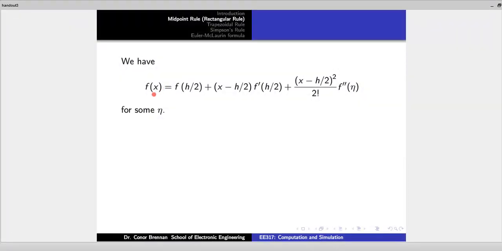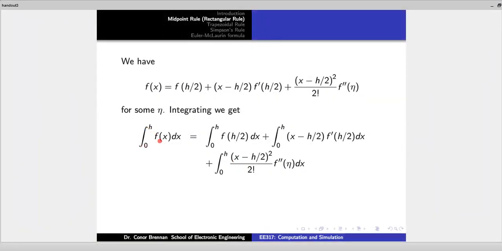Well, within this region, from 0 to h, we can get f of x is equal to, using a Taylor series, f of h over 2 plus a linear correction, x minus h over 2 times the first derivative, plus this remainder term, x minus h over 2 squared, f double dash evaluated at eta, for some eta in this interval. We don't know what eta is, some value in there. Well, integrating f of x from 0 to h, therefore, is the same as integrating what's on the right-hand side. We integrate the first term, which will just give us h times this, because there's no x here, this is just a constant.